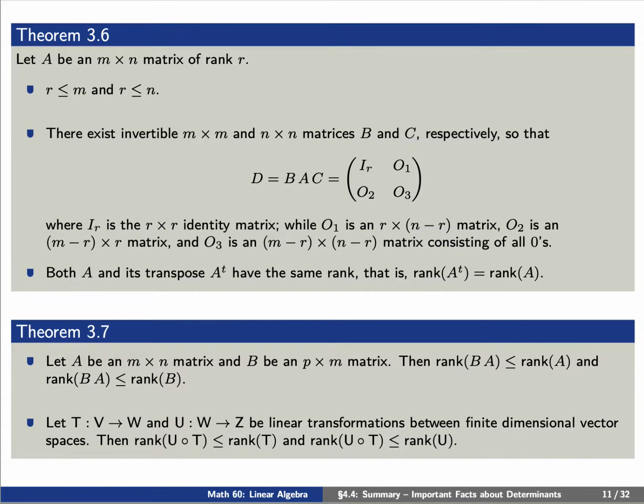Theorem 3.7 gives us a stronger way to bound the rank of a matrix, given that this matrix perhaps is the product of two other matrices. That is, the rank of B times A is less than or equal to the rank of A, and is less than or equal to the rank of B.